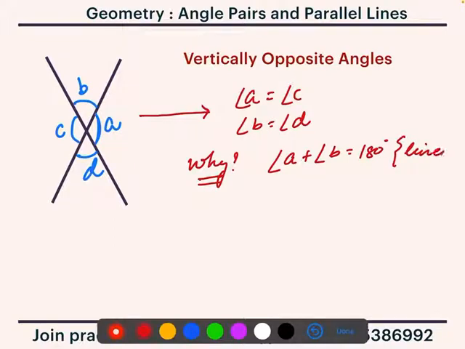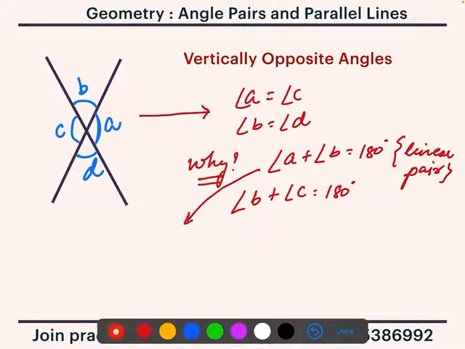Linear pair. Angle B plus angle C is equal to 180 degrees. Why? Again, linear pair. It's also called the angle on the same straight line. So whichever reason you want to use, you can use that.